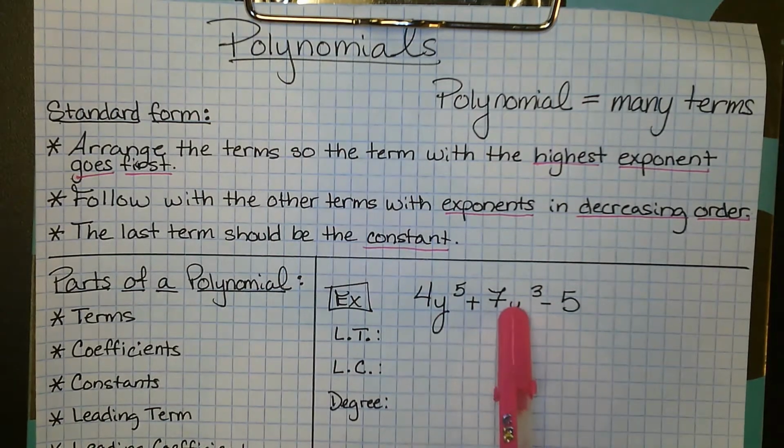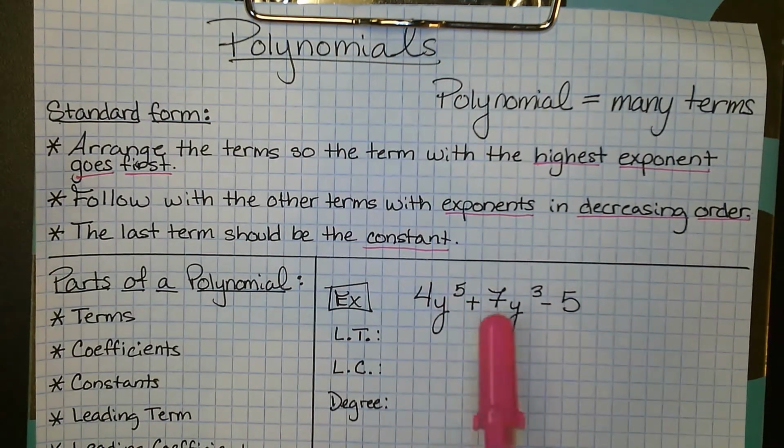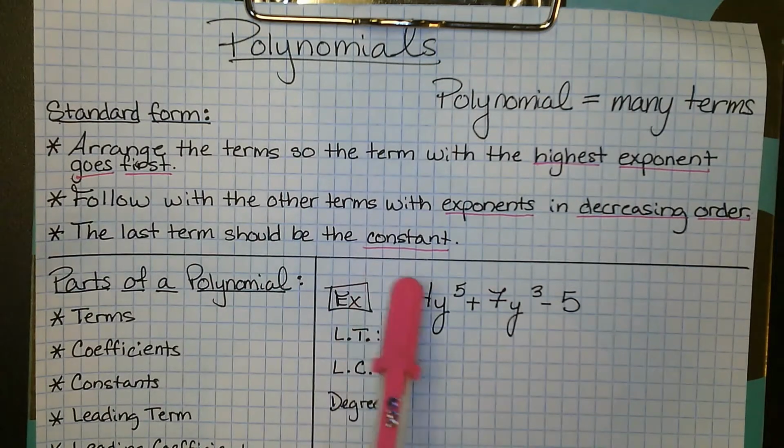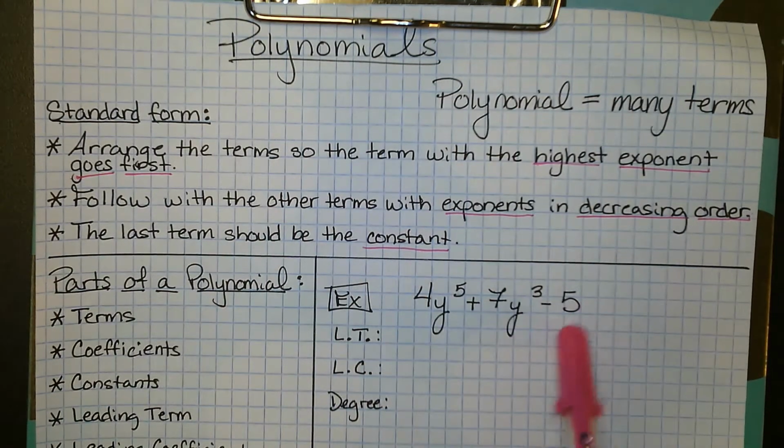Then you follow in decreasing order. So 5, we did not have a 4, so then 3. There's no 2, no 1. And then the last term should be our constant. And our constant in this case is the -5. So standard form.